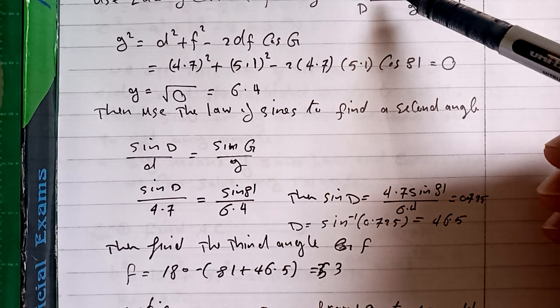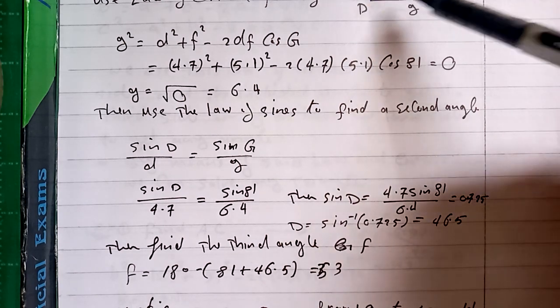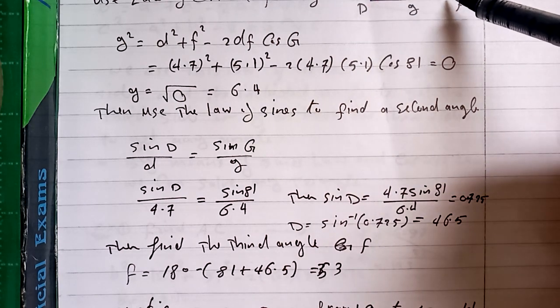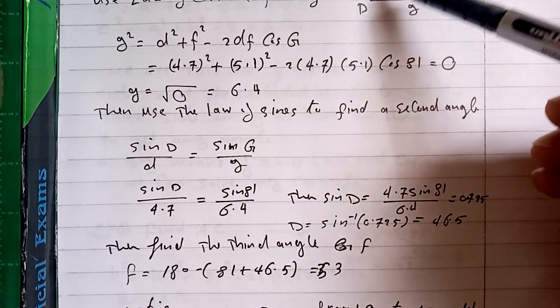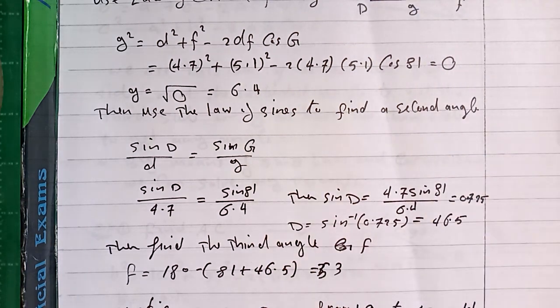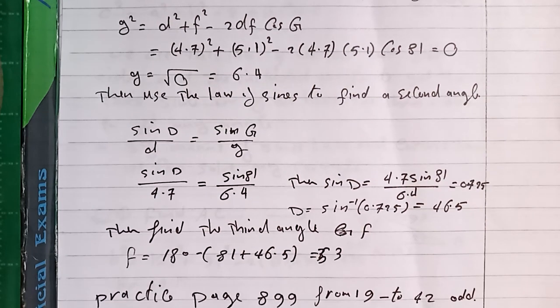Now I know this angle. To get the third angle, subtract these two angles from 180. It will be 180 minus the sum of the two given angles. It will be 53.